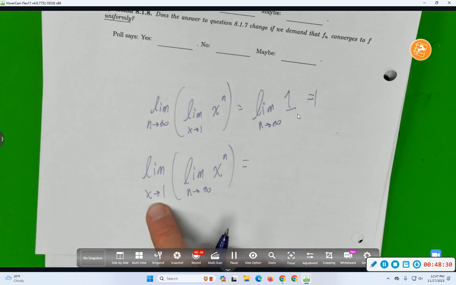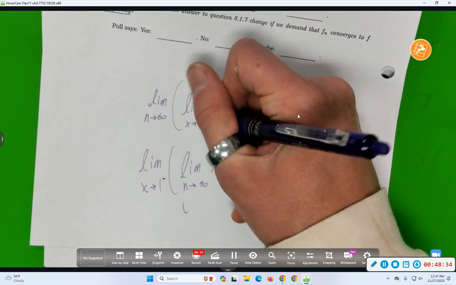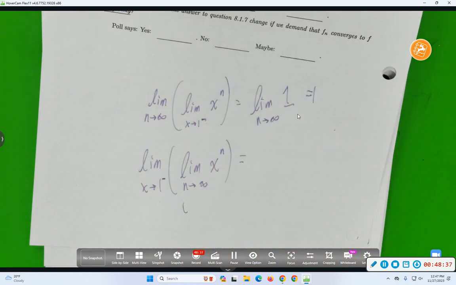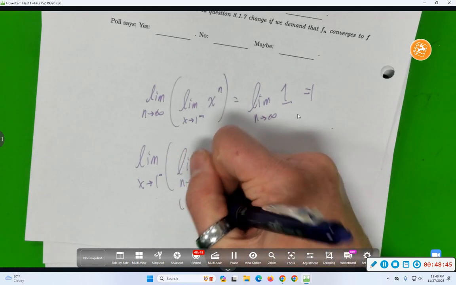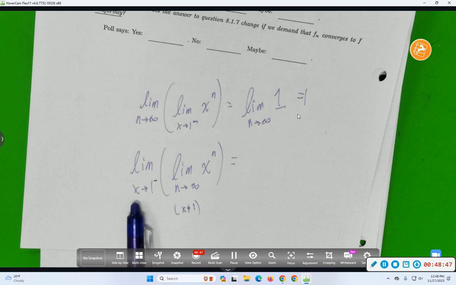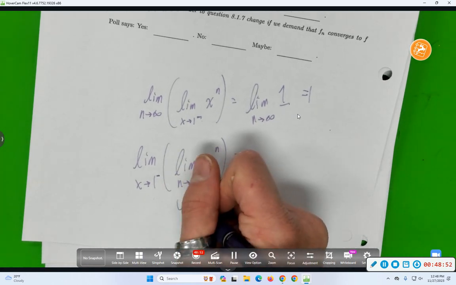So if I want to take the limit as x goes to 1, let's even put a little minus there. We haven't used that notation in the class, but in this context, I only care about numbers between 0 and 1. That's like the limit from the left. To compute this limit, when you want to compute the limit as x goes to 1, you don't actually care about what happens when x equals 1. In fact, you only care about what happens when x is less than 1.